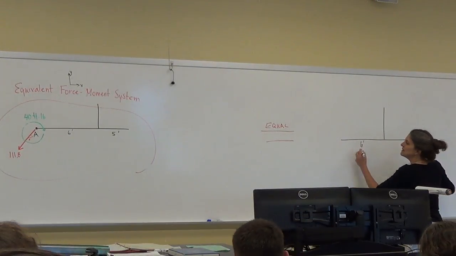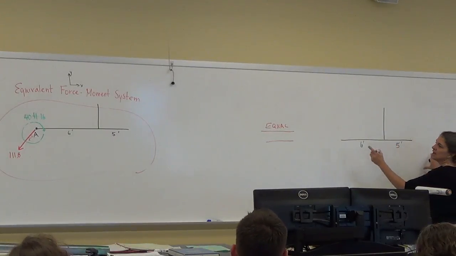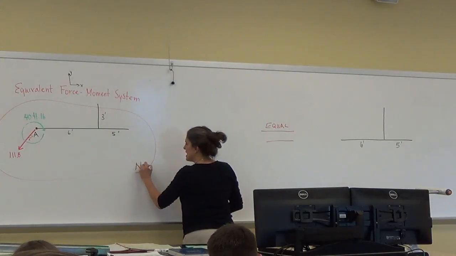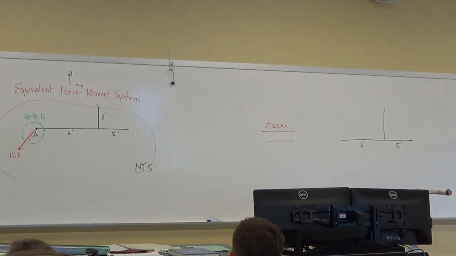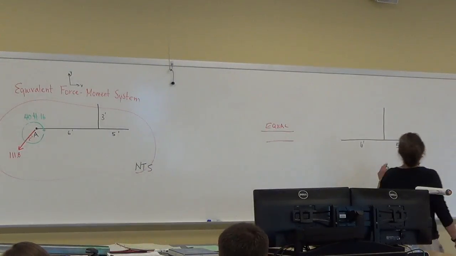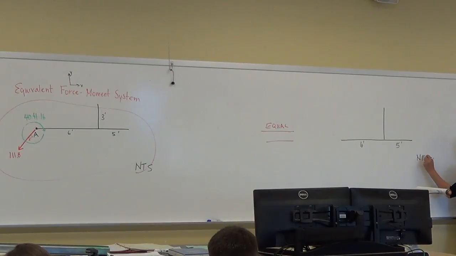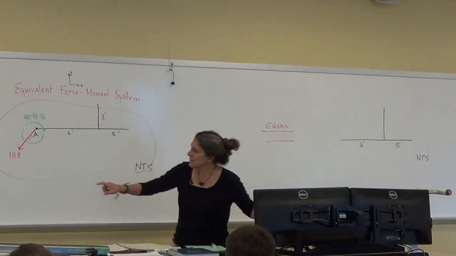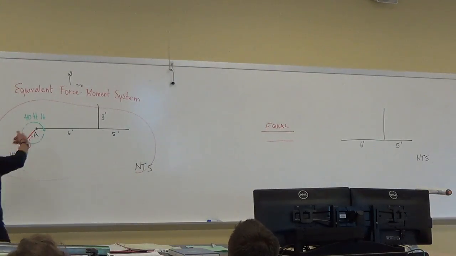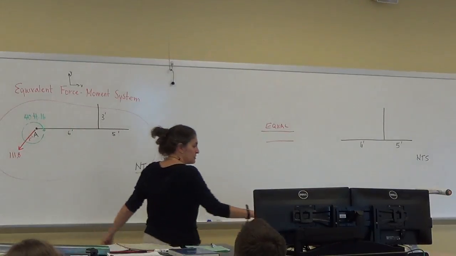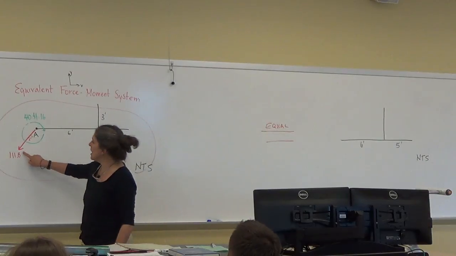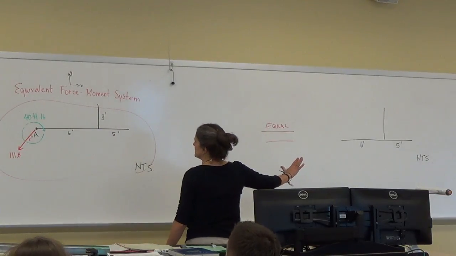Okay, 6 feet, 5 feet. What's that bracket? NTS. Not to scale, right? Because I certainly am not doing a good job drawing it to scale. So we know that the resultant force is going in this direction, so we want the resultant force going in that direction. But I don't want to use a torque wrench. I just want to apply this force at one point here.